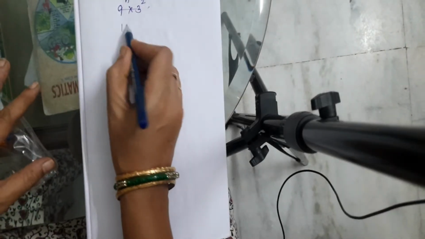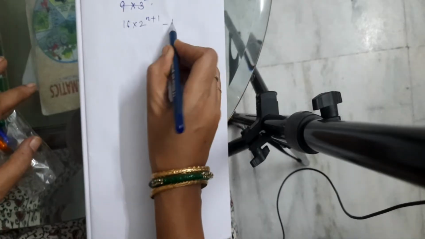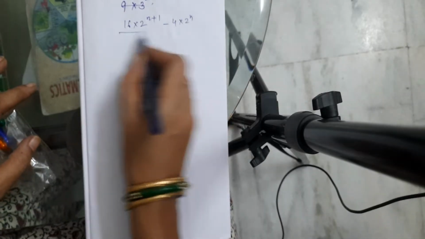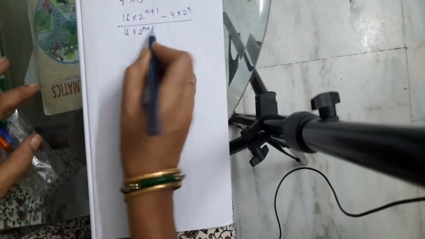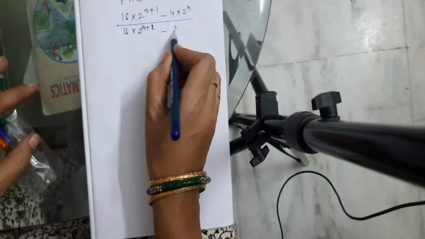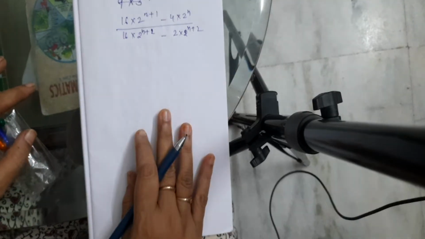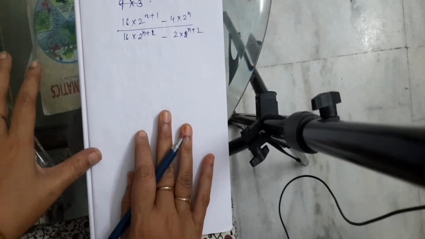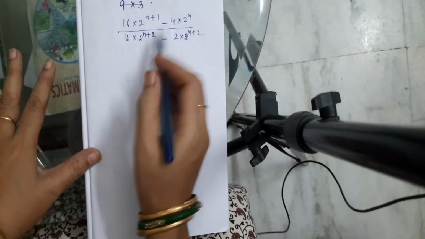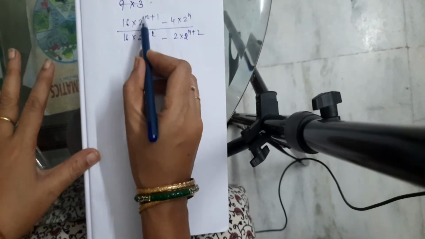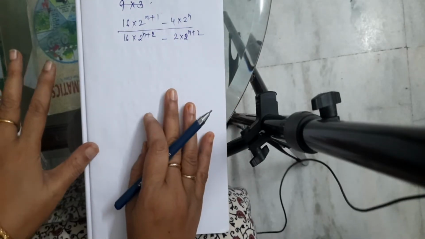So the question is (16 × 2^(n+1) − 4 × 2^n) divided by (16 × 2^(n+2) − 2 × 2^(n+2)). How are you going to solve this kind of question? For this kind of question, as I told you, wherever an alphabetical exponent is there, we need to start our solution from there only.